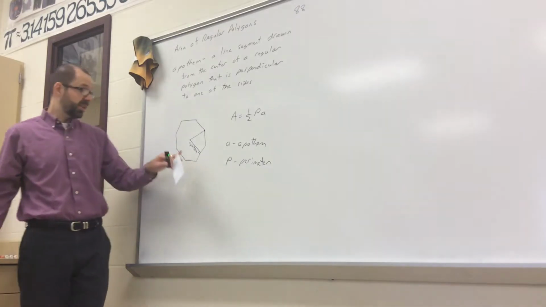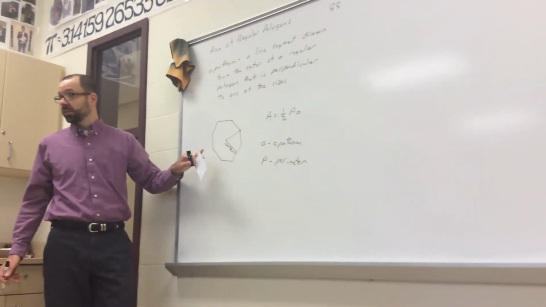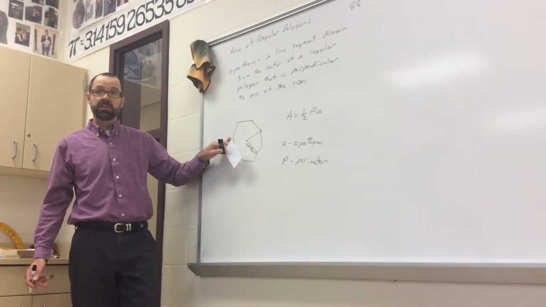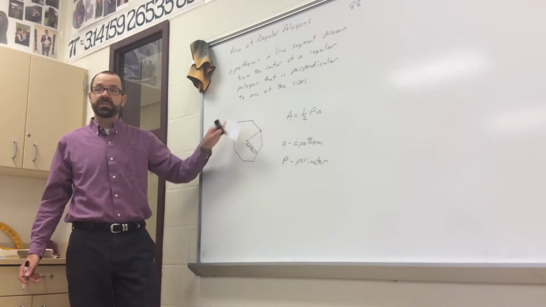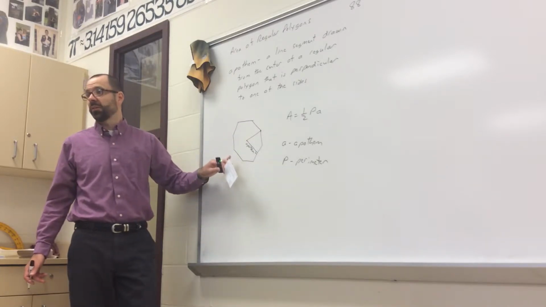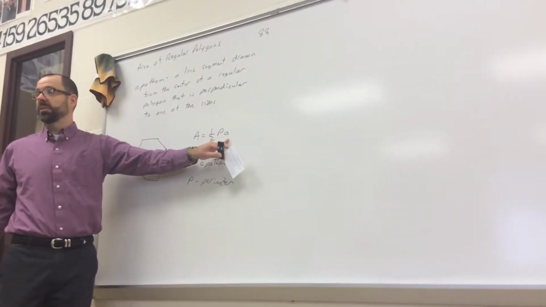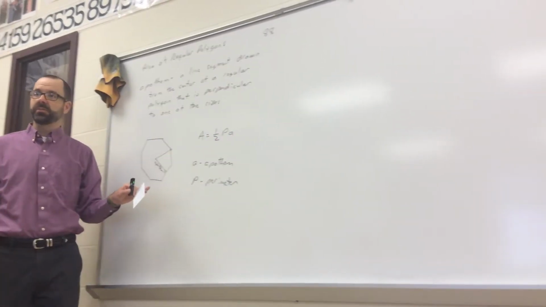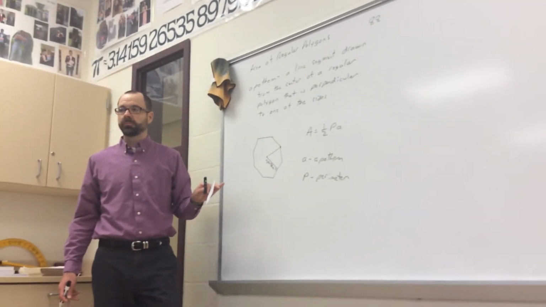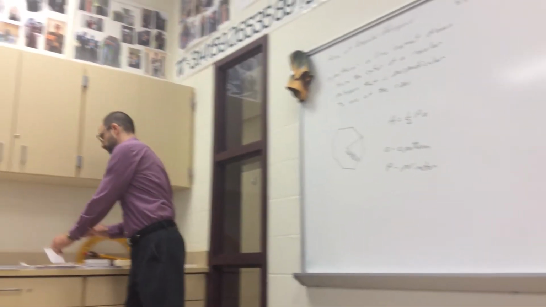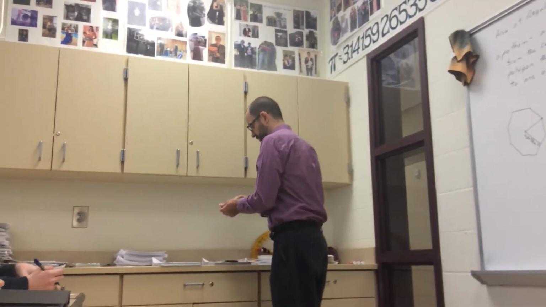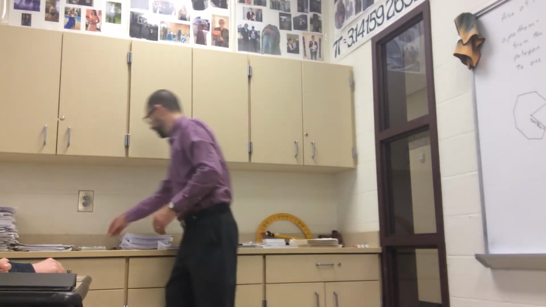So to figure out the area of this octagon, you find the perimeter, so add up all the outsides, and then take 1/2 times that number times the apothem. And then that'll give you the area. All right, that's it for the note card. Here's a hole punch for you.